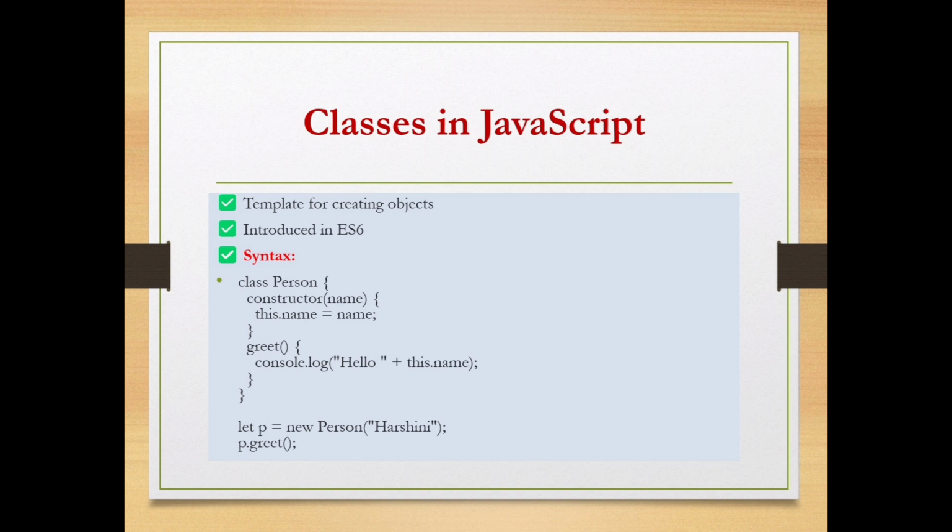Next I am creating one method named greet. Inside the method I am printing a value as hello and name. Using this dot name I am printing the name. Next I am closing the method and also the class. Next I am creating an object for the class. The name of the object I am taking as p. Inside the object I am passing a name as Harshini. Then I am calling the method like p dot greet. Then it displays hello Harshini. Next we will see its execution part.